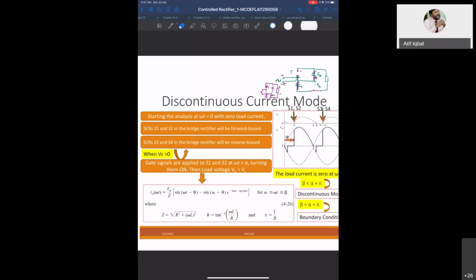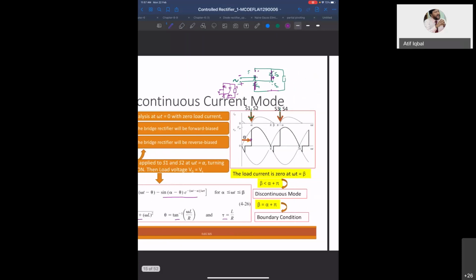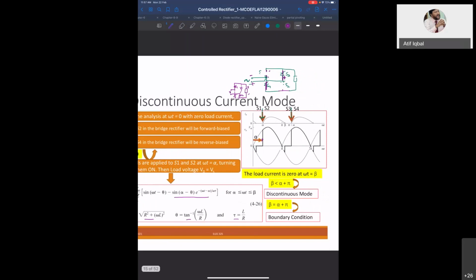So what is the current? The current will be Vm upon Z sine of omega t minus theta, plus a transient term. This comes from A, and this comes from A, and Z is this, theta is this, tau is this. Okay, so the load current is 0 at omega t equal to beta.